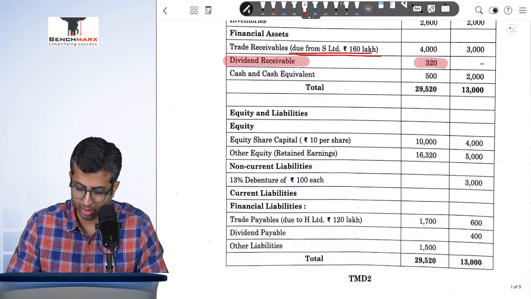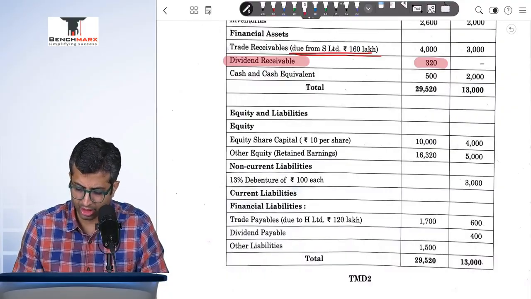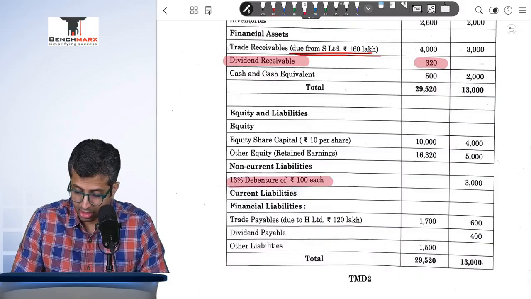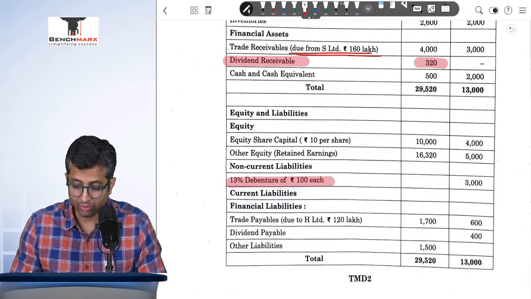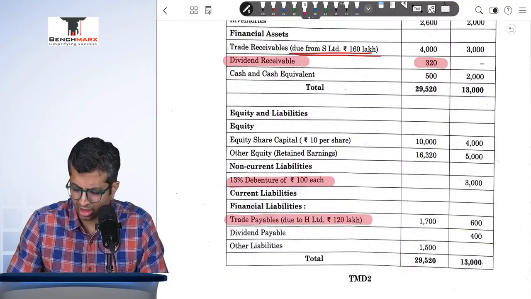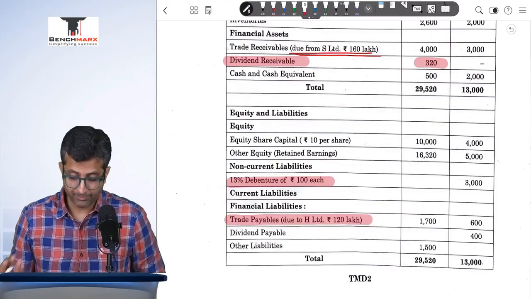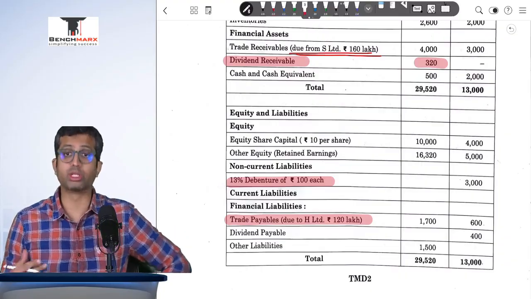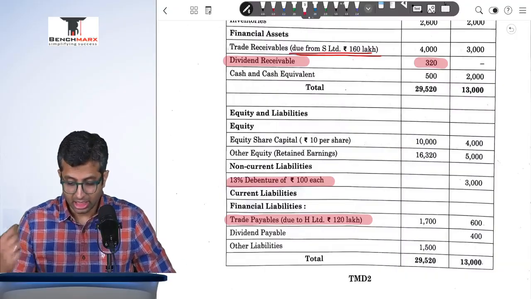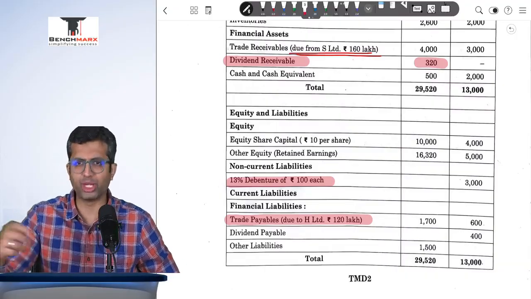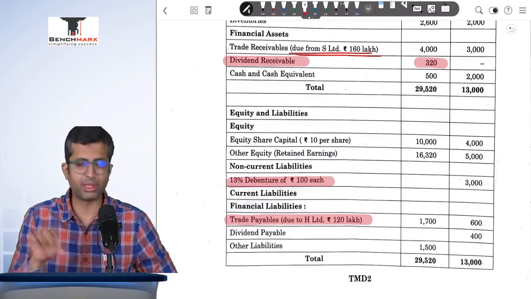Cash and cash equivalents. You will have other equity, 13% debentures. Then trade payables. Achha, here you have due to H of 120 lakhs. So usually intercompany numbers tally, but here the trade payable is 120 lakhs and trade receivables show 160 lakhs. Maybe that may be due to cash in transit. That is, in my books where I have to pay you, I have written and given you a 40 lakhs cheque, and hence I have passed the entry payable account debit to bank.